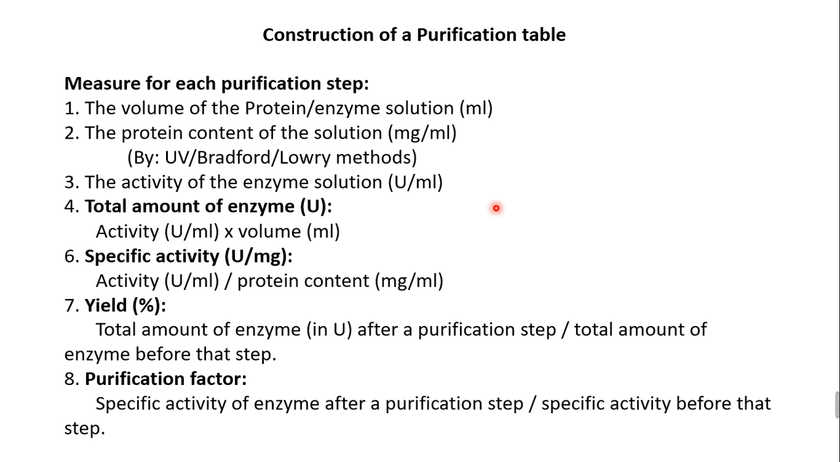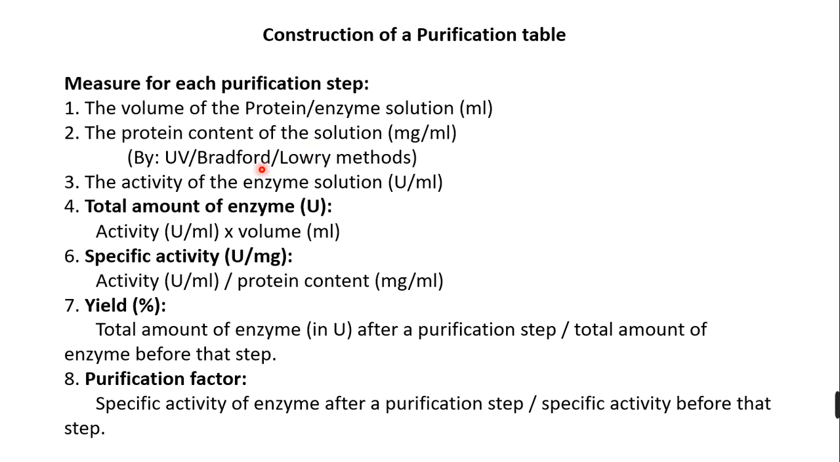These are all the different parameters. Eight parameters are there. First one is the volume of the protein or enzyme solution, the starting material, what is the volume, and the protein content in the solution in 1 ml, how many milligrams are there. You can do the protein estimation by UV method or Bradford method or Lowry method, and you already did the Lowry et al. method and Bradford method in your UG and PG level.